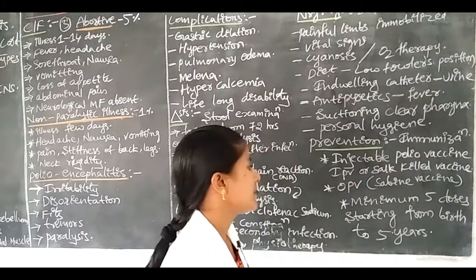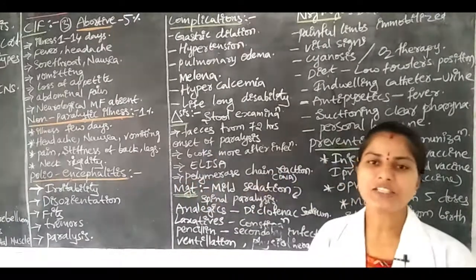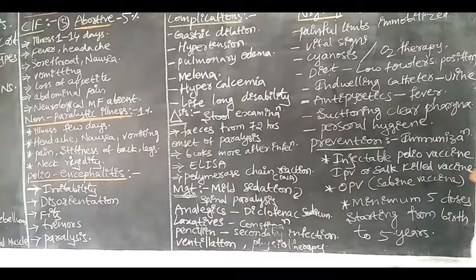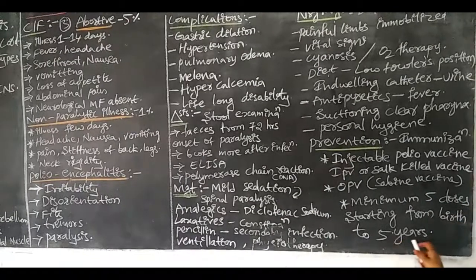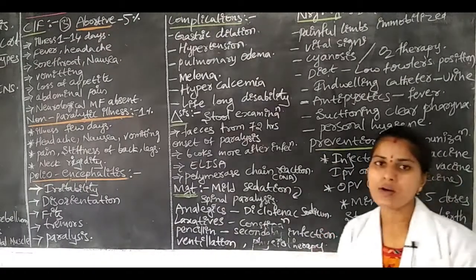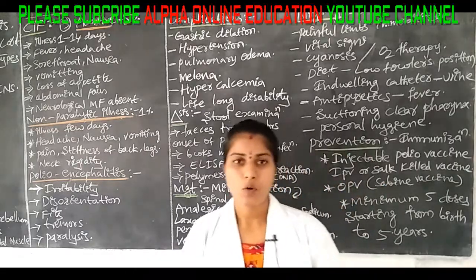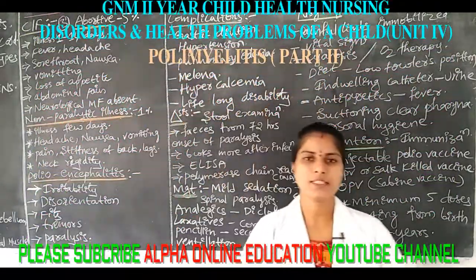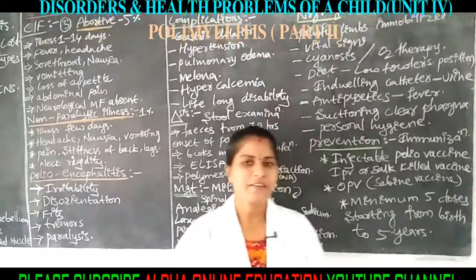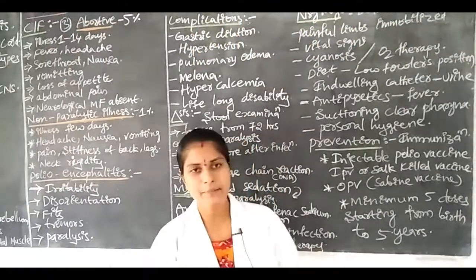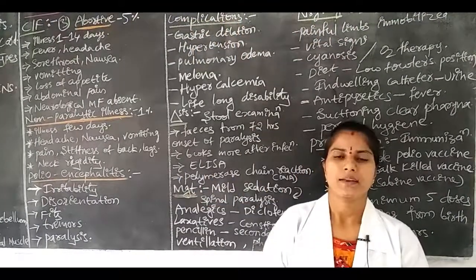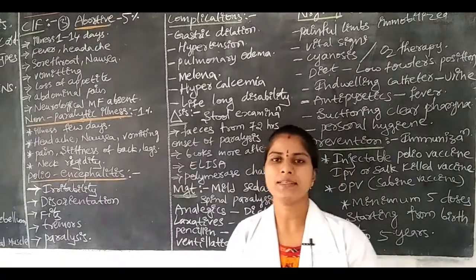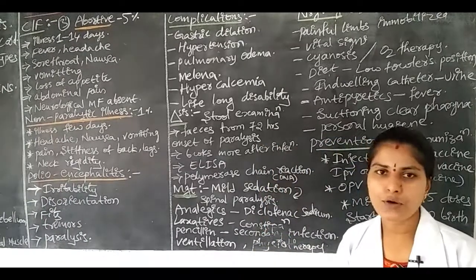Okay, from birth to 5 years of age group children, we have to administer oral polio vaccines, that is the OPV. IPV is nothing but injectable polio vaccine. We have to prevent the disease, that is poliomyelitis.